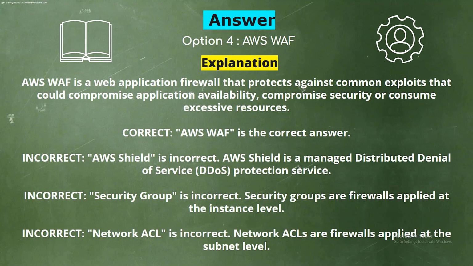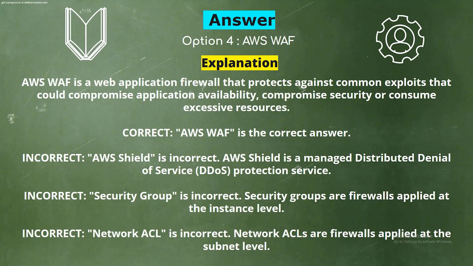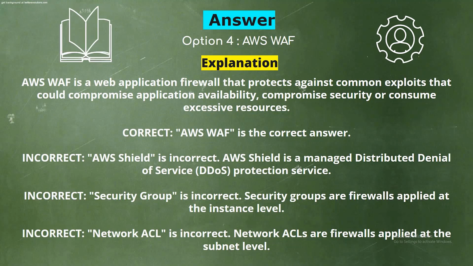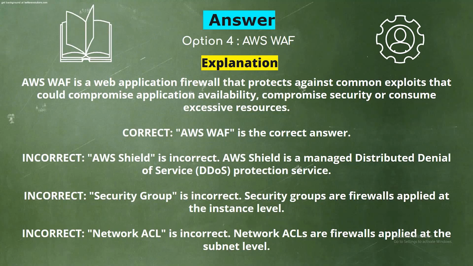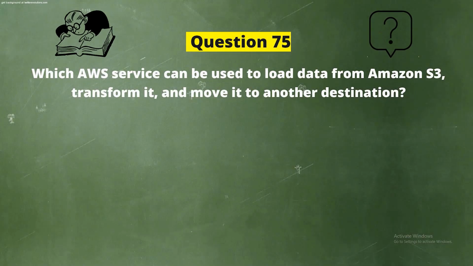Correct. AWS WAF is the correct answer. Incorrect. AWS Shield is incorrect. AWS Shield is a managed distributed denial of service, DDoS, protection service. Incorrect. Security Group is incorrect. Security groups are firewalls applied at the instance level. Incorrect. Network ACL is incorrect. Network ACLs are firewalls applied at the subnet level. Next question.